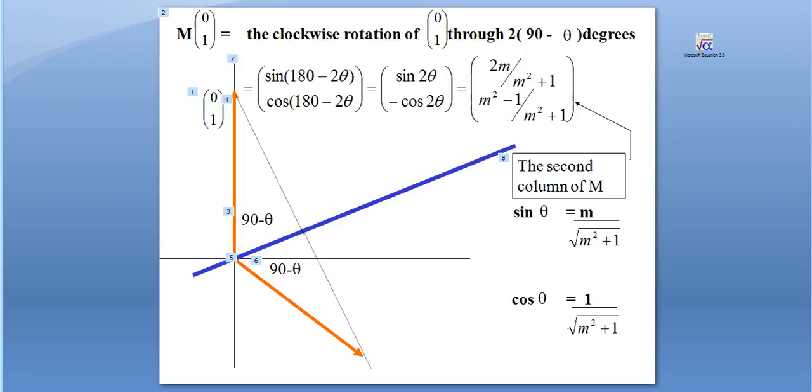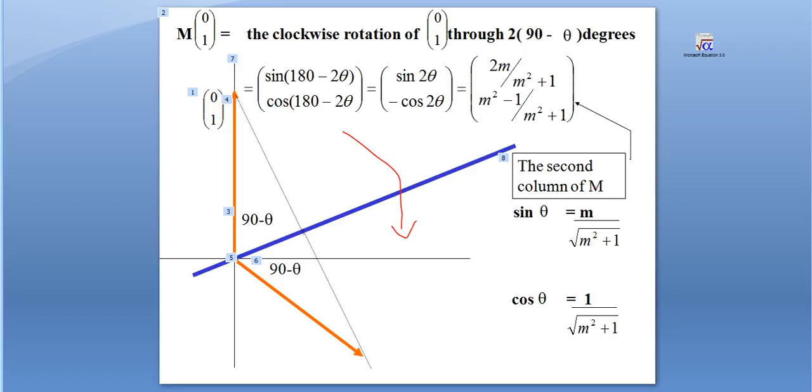Okay, what about the point 0, 1? We made the reflection for the point 1, 0. Now we do the reflection for the point 0, 1. So that will be a clockwise rotation, because we are coming down now. Okay, clockwise rotation through 2 times 90 degrees minus theta degrees. So that will be sine of 180 minus 2 theta, cosine of 180 minus 2 theta. Okay, that's sine of 2 theta, minus cosine of 2 theta.